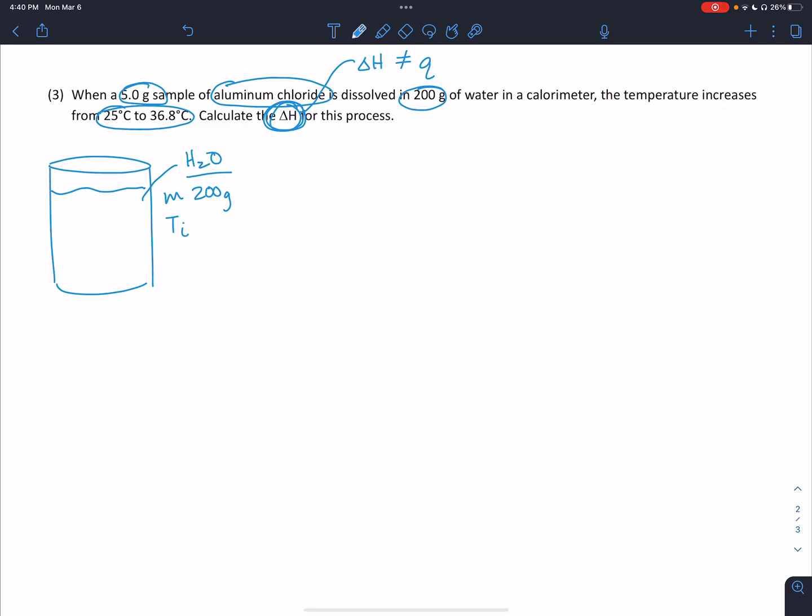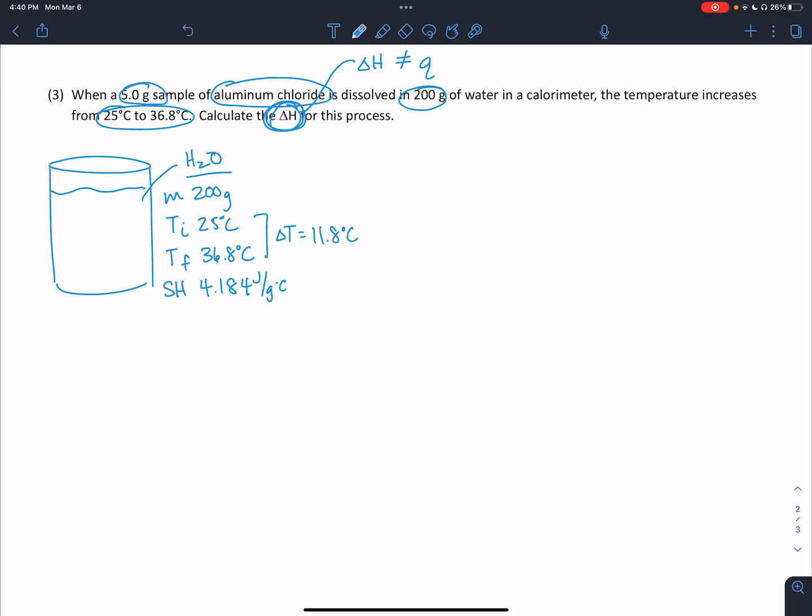We have an initial temperature of 25 degrees Celsius and a final temperature of 36.8 degrees Celsius. And I know the specific heat of water is 4.184 joules per gram degree Celsius. All right, again, delta T is the difference between those two, and we find that to be 11.8 degrees Celsius.